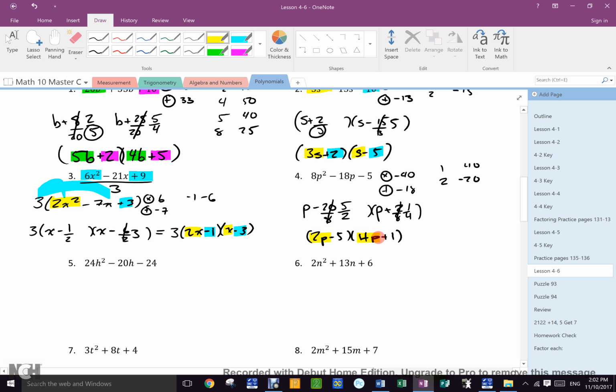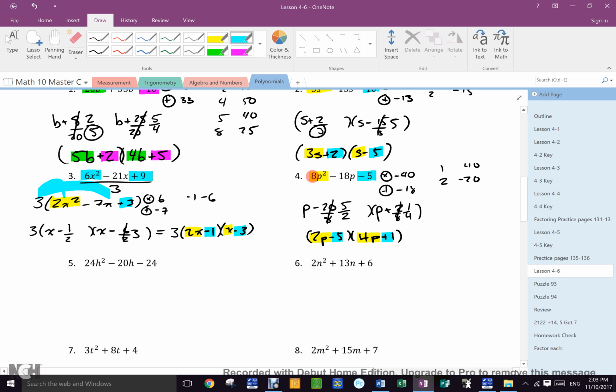Is 2p times 4p 8p squared? See how I highlighted them yellow? Is 5 times 1, negative 5? Are we right? Yes.